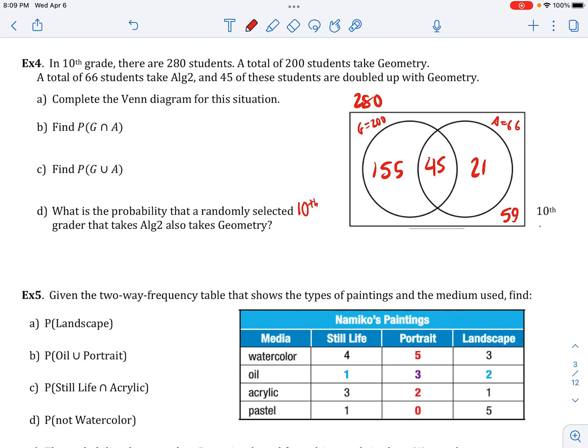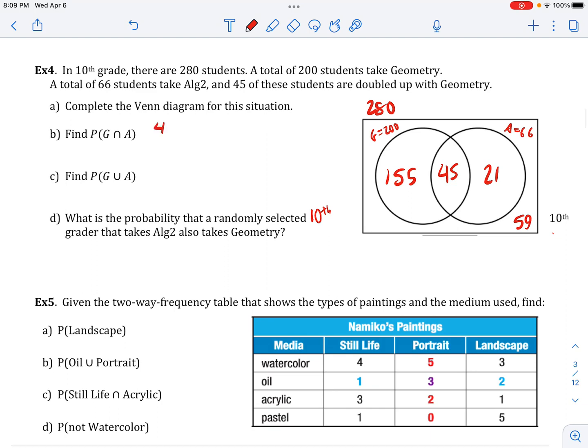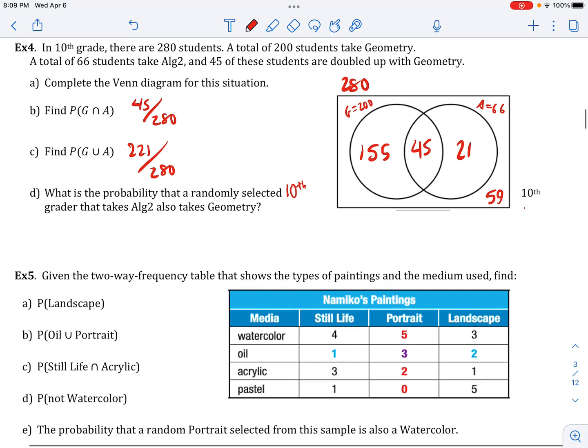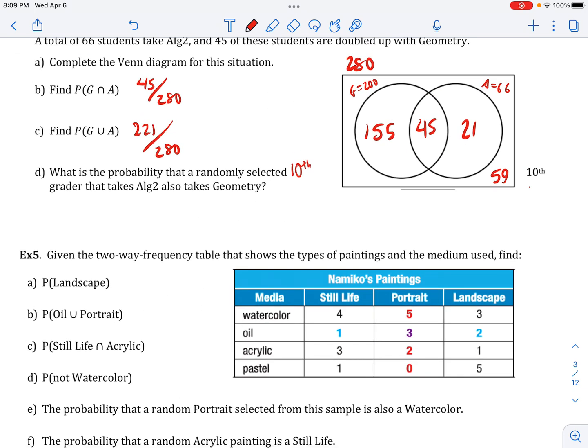Then I can figure out how many are left on the outside. That's the 280 minus all of this stuff. It tells me how many are in neither. And now I'm armed with enough information to answer all these questions. So again, this is out of 280 because it's out of the whole group. If a student is selected at random, what's the probability of G and A? That's 45. G or A is 221. That's all these things added up. Oh, this is part D: what's the probability that a randomly selected 10th grader takes Algebra 2?